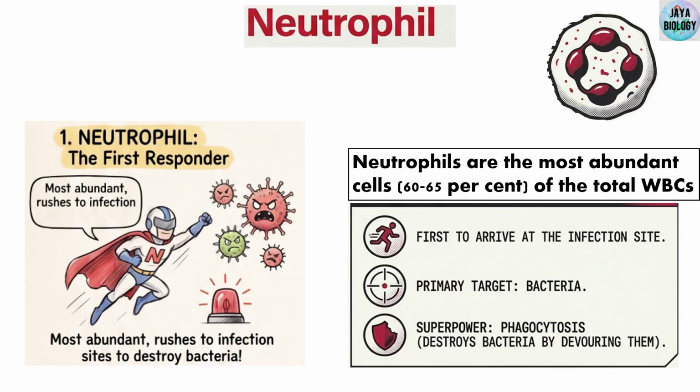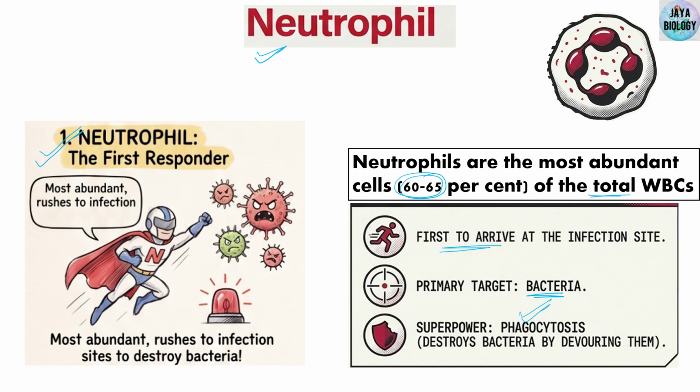Now see here, we'll study each one by one. Neutrophil, which is the most abundant, nearly 60 to 65 percentage of total WBC. Whenever the pathogen enters our body, the first responder is always neutrophil. Neutrophil will be the first person to arrive at the site of infection. It will target bacteria and it will destroy bacteria by doing phagocytosis. So you can just like a story, the moment the infection comes, the first person to come is the neutrophil, which is most abundant.